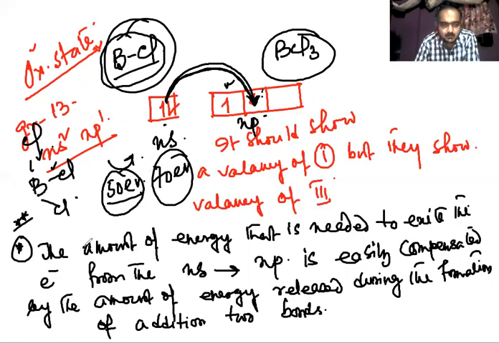That means the amount of energy that is needed to excite the electron from the ns to np orbital is easily compensated by the amount of energy released during the formation of additional two bonds. So this is the reason why group 13 elements show a valency of 3.